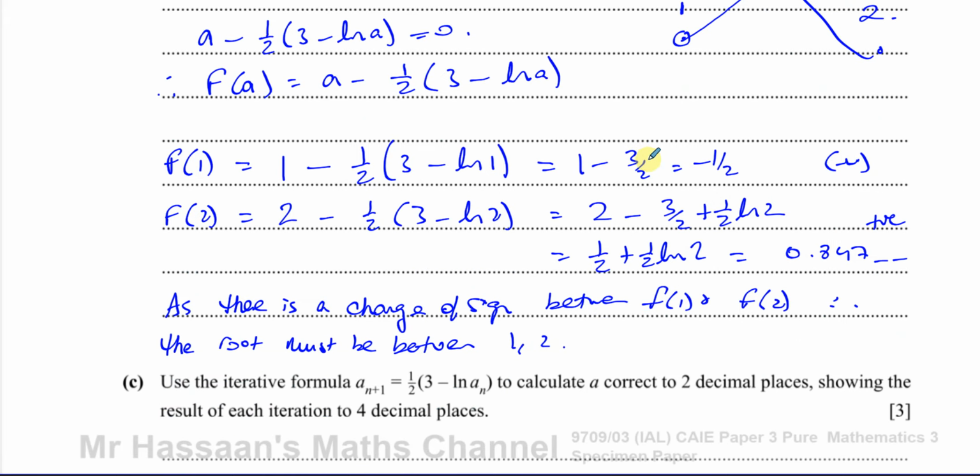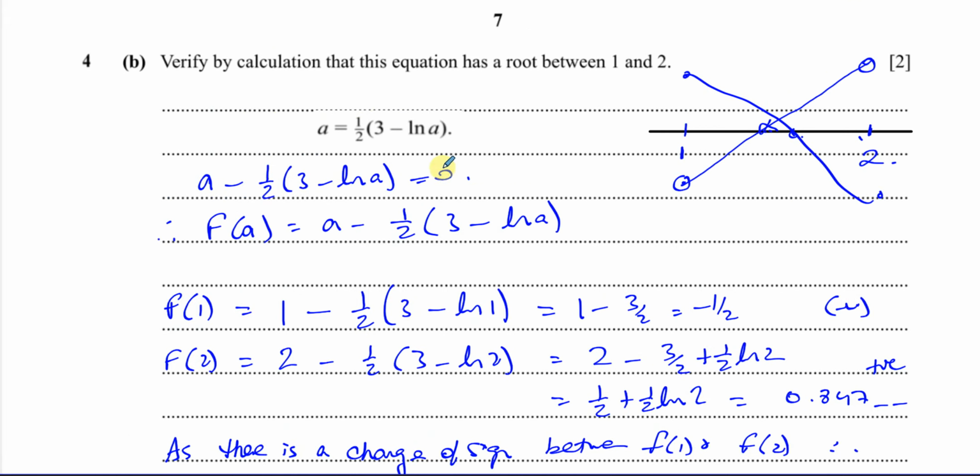So that's what we should do. Just rearrange this so it says equals 0, write it as a function with that variable, and then replace the a with the values that they're telling you to use, and you get your answer.